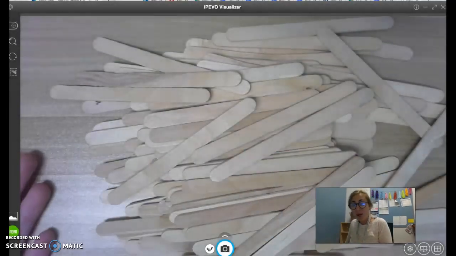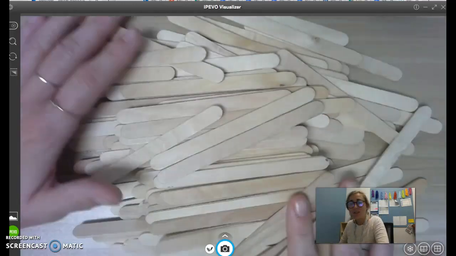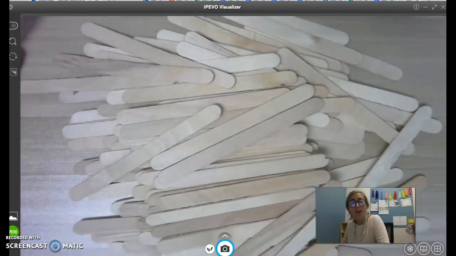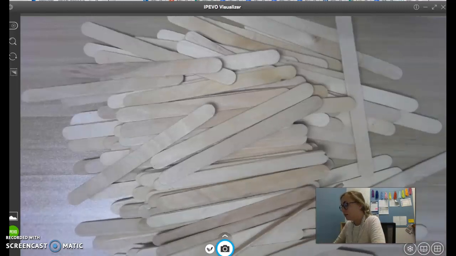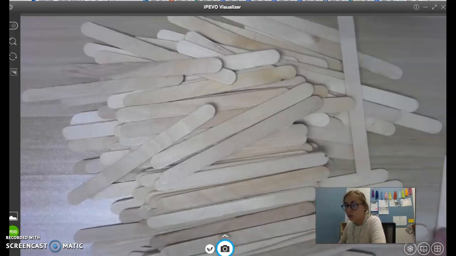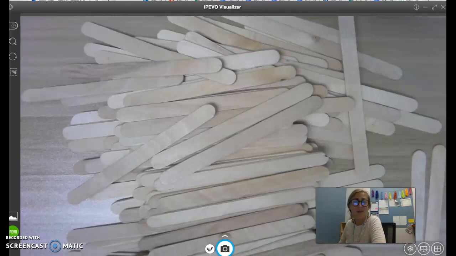Whoa, look at all these popsicle sticks. These teachers have asked us if we can help by counting these popsicle sticks. So I thought, oh, okay, that's a lot of popsicle sticks. I guess I'll count them by ones. One, two. Oh man, that's taking forever. Can you think of a faster way we could count these popsicle sticks?